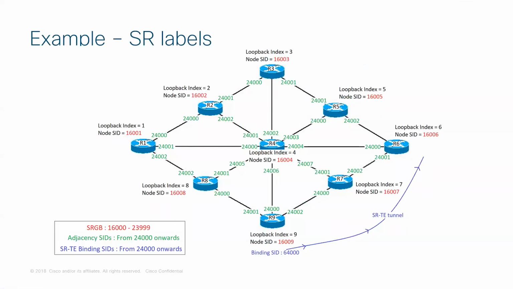It's a global scope. It's not an adjacency SID. Adjacency SID is local, meaning only a link. But this node SID represents a node. Node is global. Anywhere in the network, it's unique.